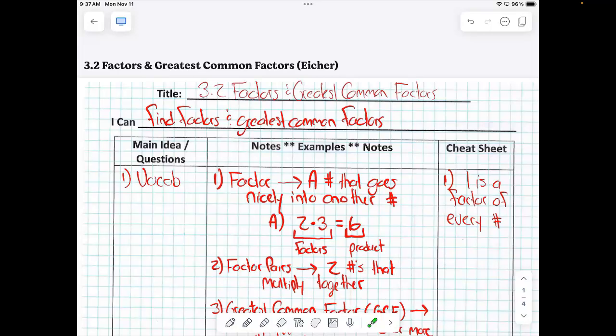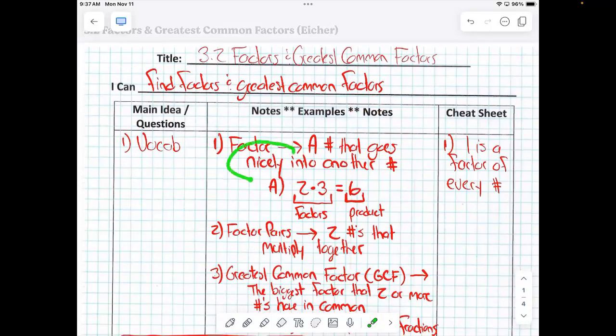Can you find factors? Do you know how to find the greatest common factor? Okay, let's talk a little bit about our vocab. Factors are numbers that go blank into another number. What's the word I'm looking for there?